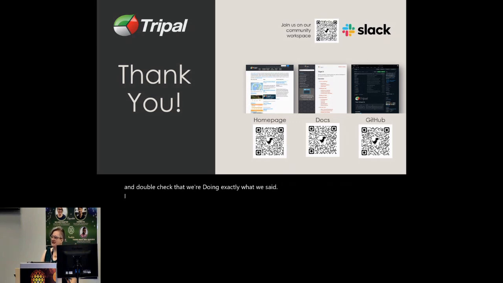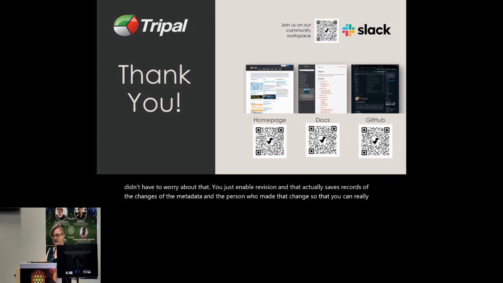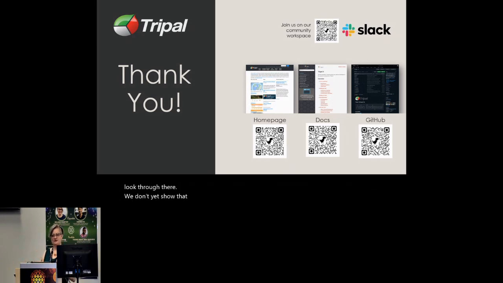I think that's the first question, and now I've already forgotten the second. The second was about, can we track wrong things? Yes, and Drupal handles that built in. We didn't have to worry about that. You just enable revisions, and that saves records of the changes to the metadata and the person who made that change, so you can really look through there. We don't yet show that history to the people coming to the page, but now that I'm thinking about it, that would be a really nice field as well. Thank you.